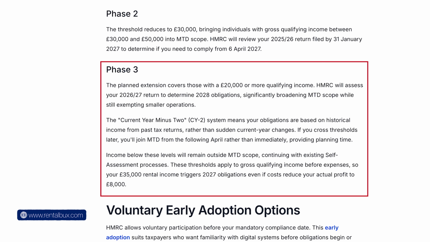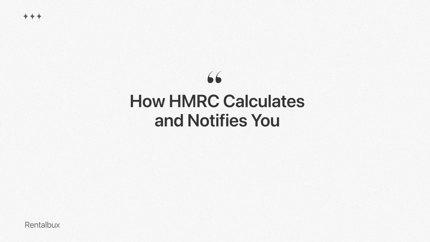The key point about these thresholds is that HMRC looks backwards. They use your previous year's self-assessment return to decide which wave you're in. So, for April 2026, they looked at your 2024 to 2025 return. For April 2027, they'll look at your 2025 to 2026 return. If you received a letter from HMRC in February 2026, that letter confirms you're in Wave 1 based on your 2024 to 2025 income. But even if you did not receive the letter, it is your responsibility to check whether you're in scope.